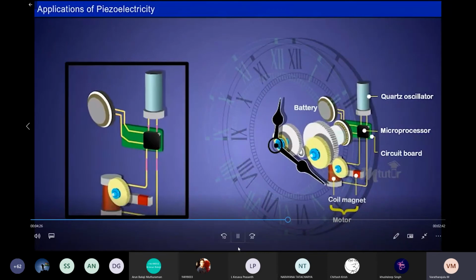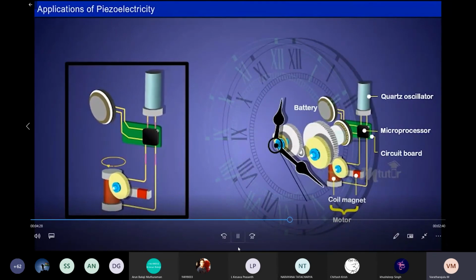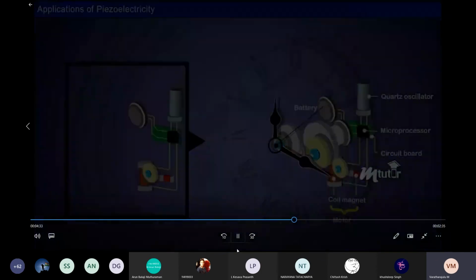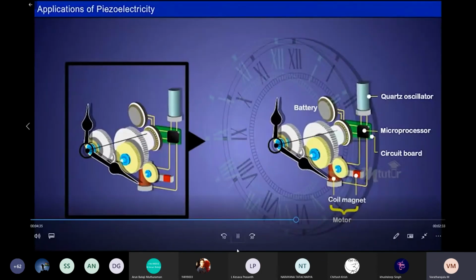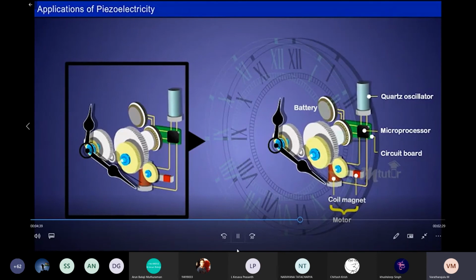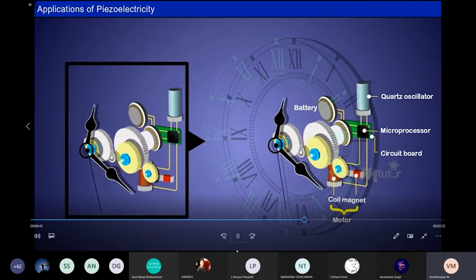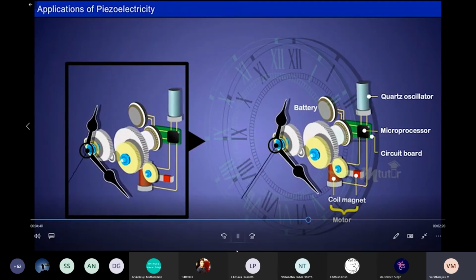A microchip detects the number of vibrations and turns them into a fixed number of electric pulses. The electric pulses drive the stepping motor, and mechanical movement of the motor turns the cogs which rotate the hands of the clock to show the time. This piezoelectric effect of quartz allows for incredibly accurate measurement.